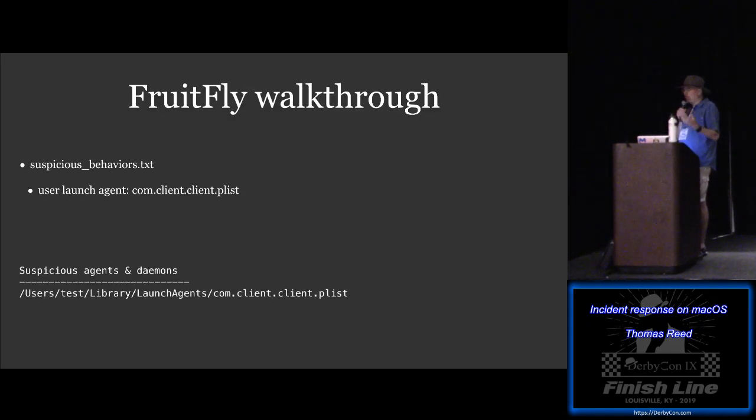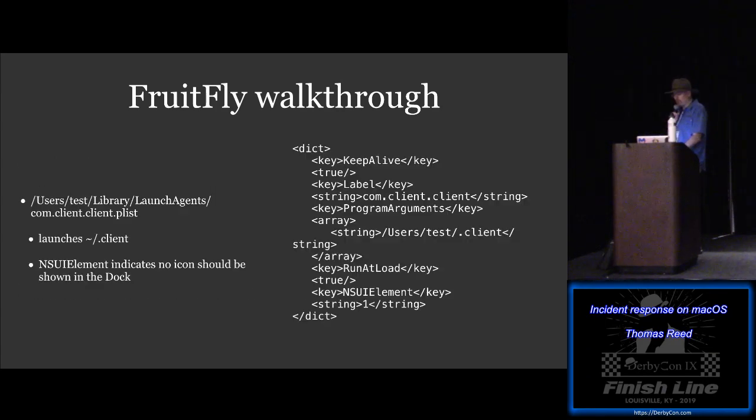So let's take a look here. So we've got a system, it's infected. We don't know what it is yet. So we'll look at suspicious behaviors, and right away we see there's a launch agent in there called com.client.client.plist. But we don't know why it's suspicious yet. So let's take a look at that file. And we see that it's suspicious because it's launching a process out of a hidden .client file in the user folder. So that's highly suspicious. That's not normal behavior.